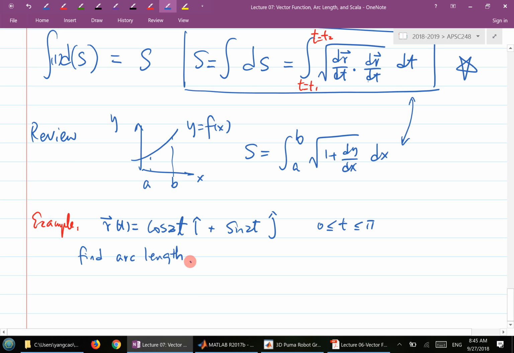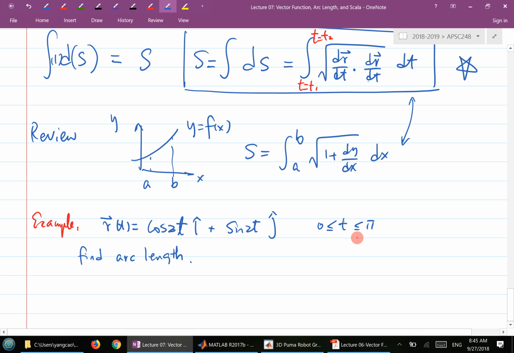Given r of t, the parametric equation here, and the corresponding t's range from 0 to pi, I want to find the arc length. Before we jump into this, let's take a look at this given curve. r(t) is cosine 2t, sine 2t, and the t's go from 0 to pi.